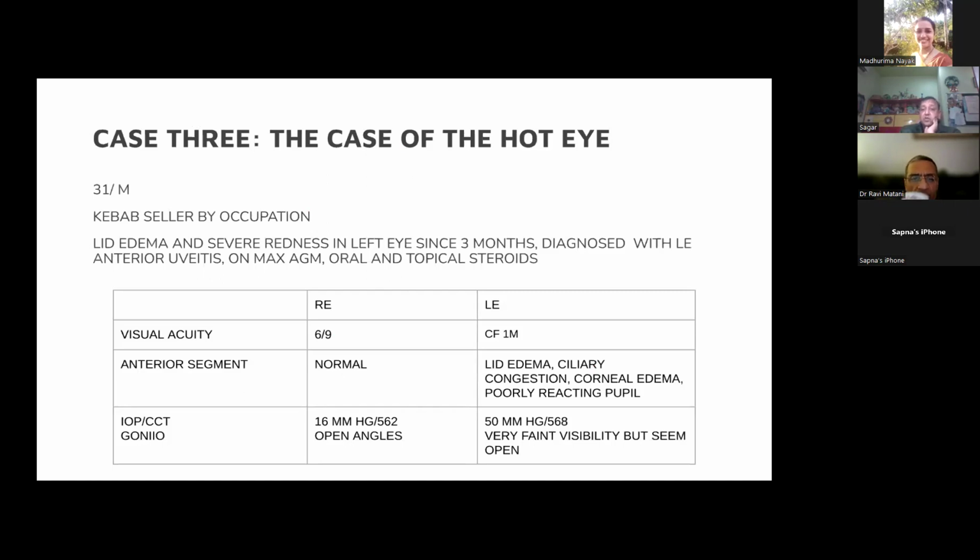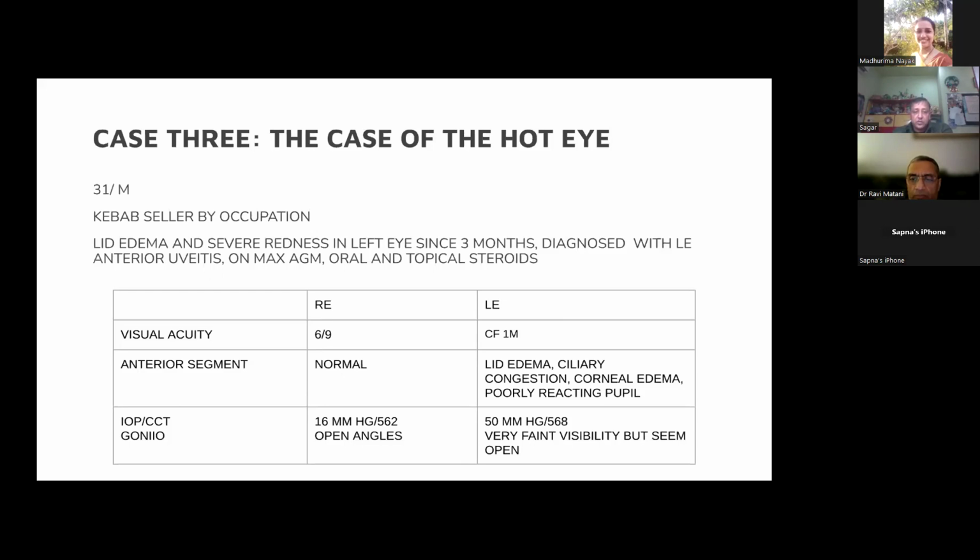So the steroids were there to control his anterior uveitis. And since he had a steroid response, he was on the maximum possible anti-glaucoma medication. He had a history of sulfa allergy, and he was allergic to Diamox, so he was not put on Diamox. And when I saw him, most people had referred him to a higher center, and I did the same on the first instance actually.